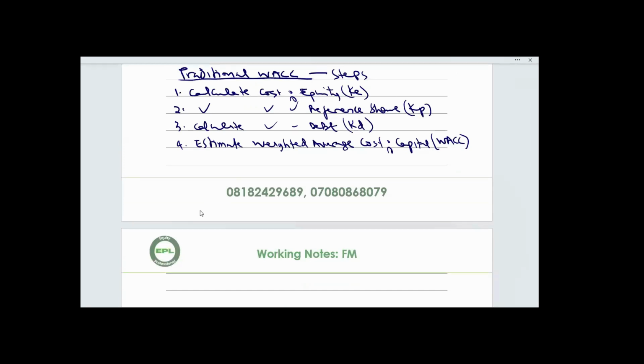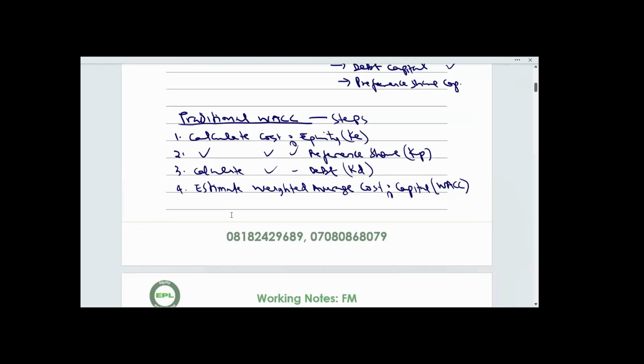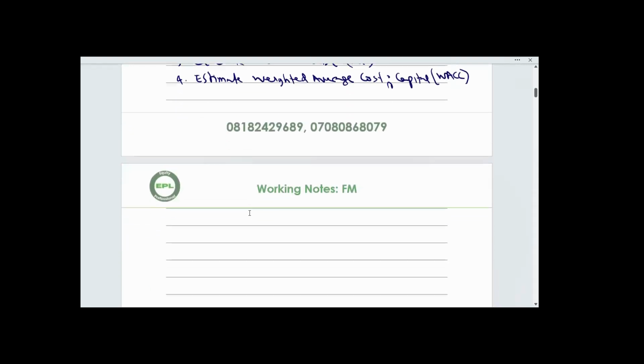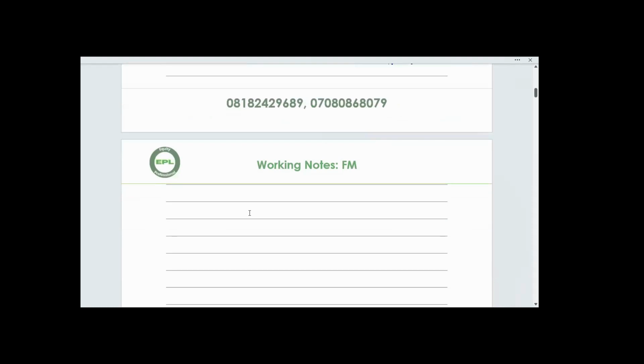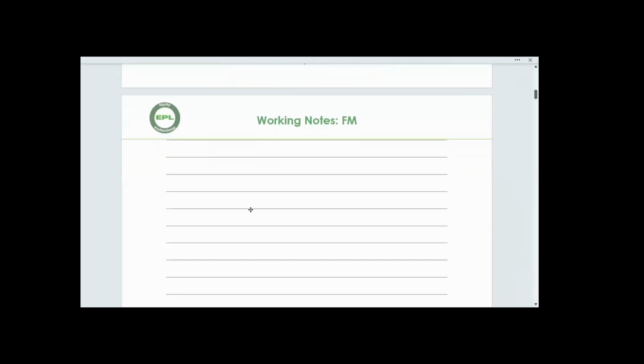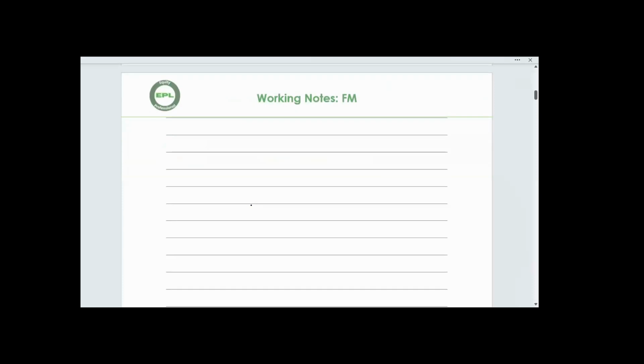Okay, then. Now, when do you use traditional WACC? Especially at this level, it is possible the examiner may not tell you to use the traditional WACC. They will just tell you to calculate WACC. So how do you know that you are supposed to calculate traditional WACC? Let me just put it down for you.